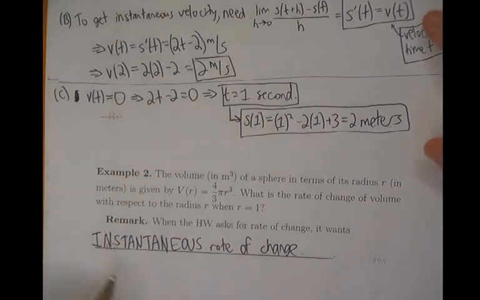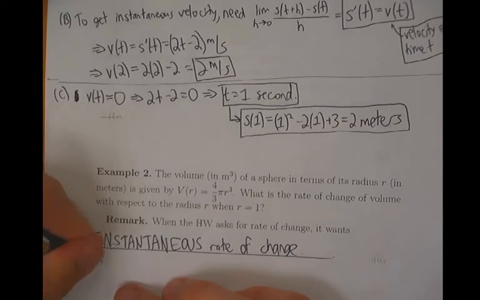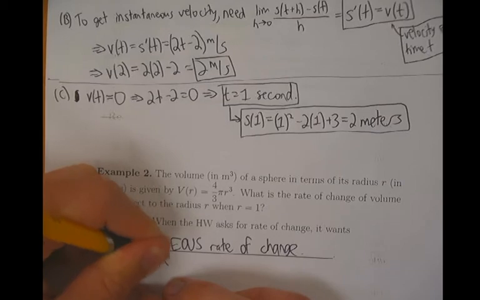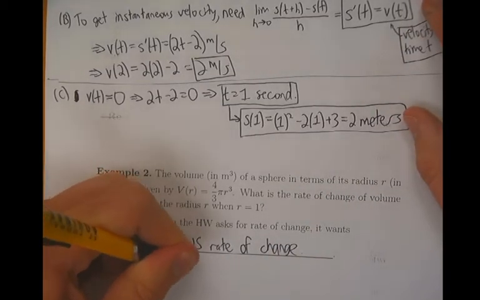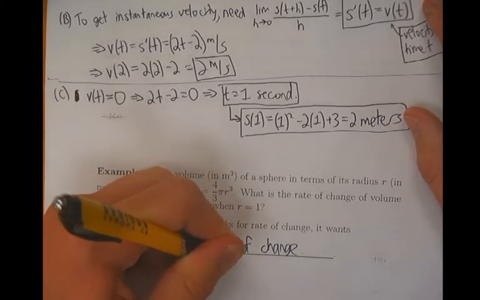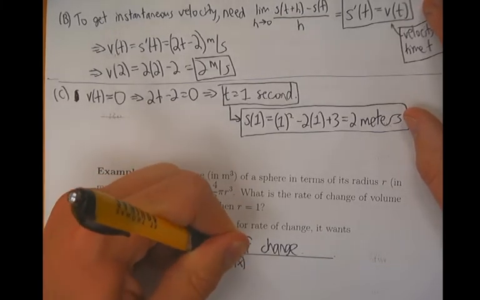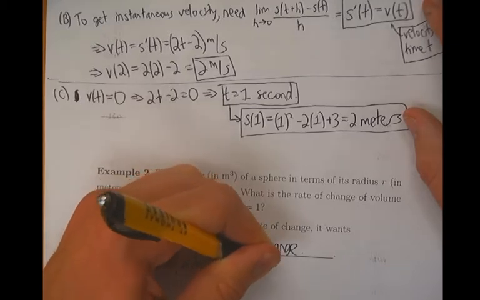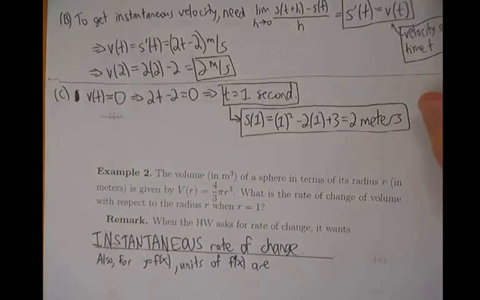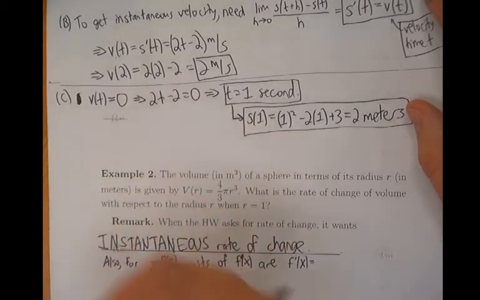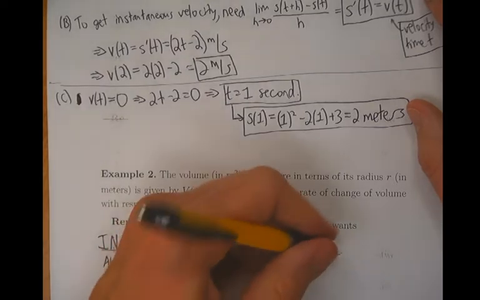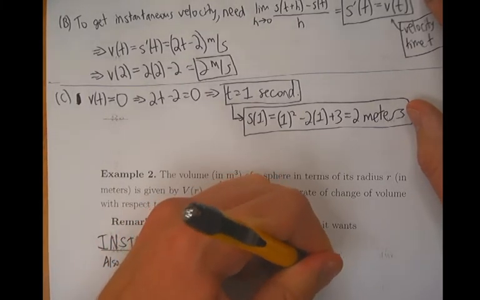And one more thing to keep in mind, as I sort of brought up in the previous example, is that for y equals f of x, or whatever your variables are, the units of f prime of x are going to end up being what? So if you recall, one way to express the derivative is that f prime of x is the same thing as dy over dx. Okay?